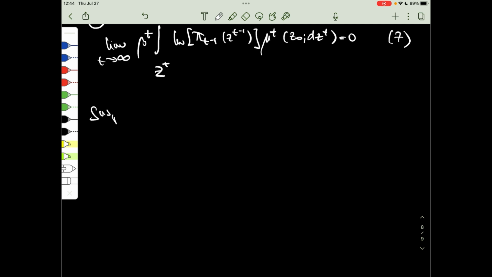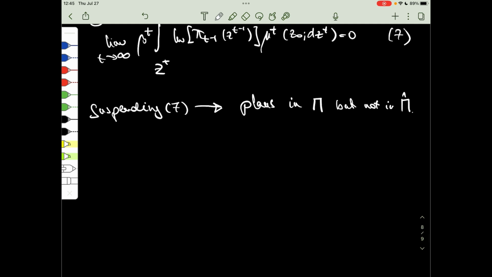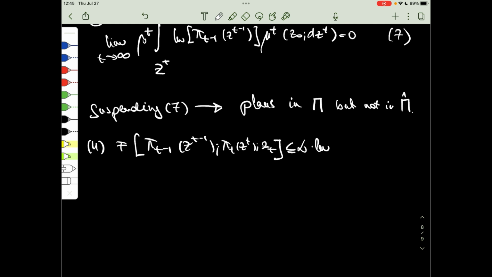So suspending 7, I mean, leads to plans in pi, but not in the restricted set of plans. At the same time, we released 7, but 3 and 4 still hold. 4 is, this is just a reminder, this is a limit for the return function.